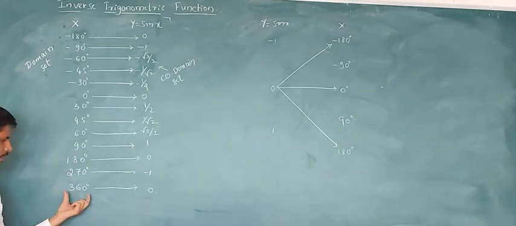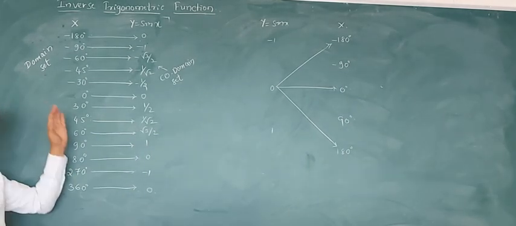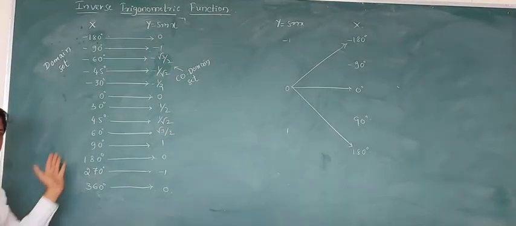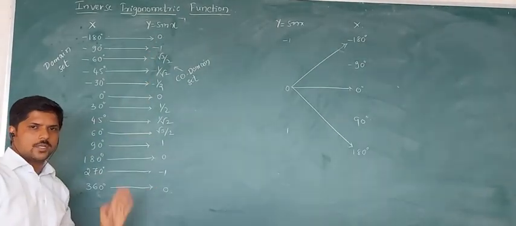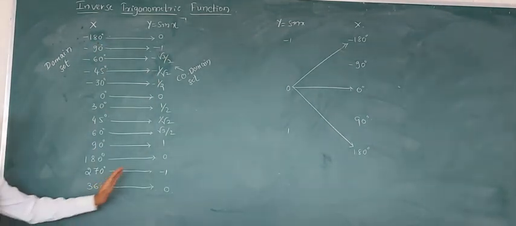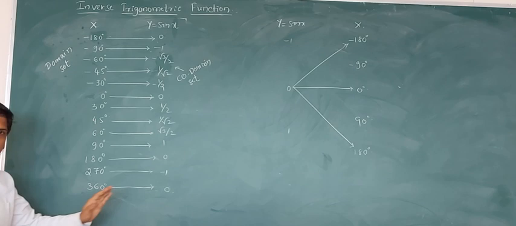What about sine 360 degree? It is equal to 0. Yes, it is a function, because every element of the domain set has an image in the codomain set, that is, it is related to the codomain set. What about the reverse? It has to satisfy onto also.